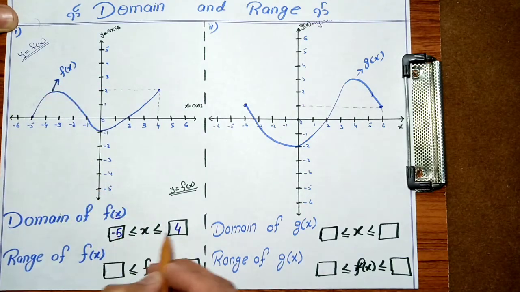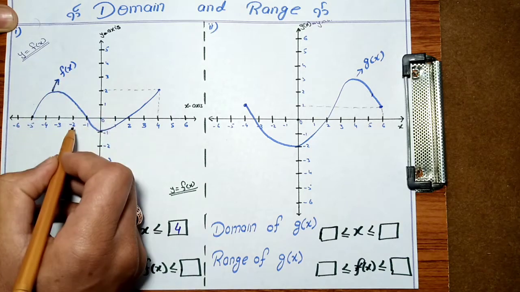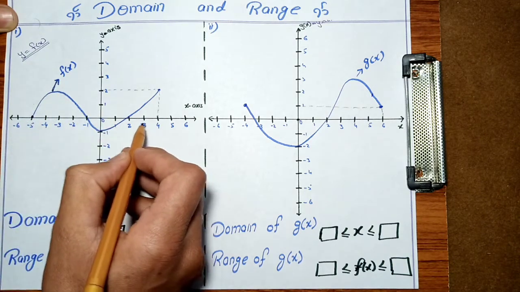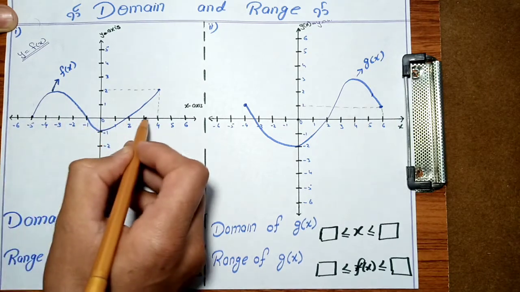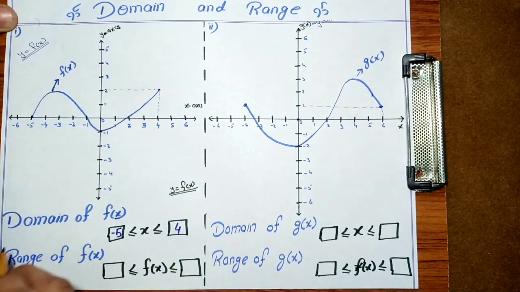Why is this interval the domain of the function f of x? Because on this interval f of x is defined at every point. You can also see that, right?